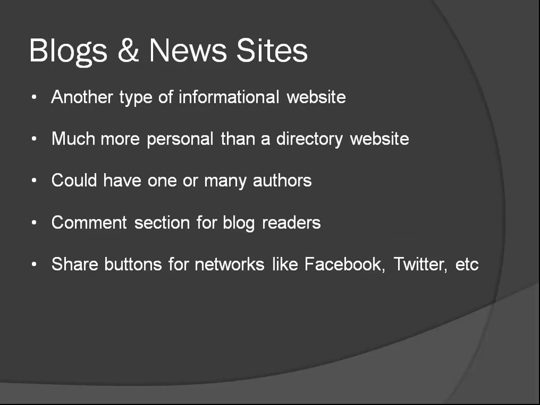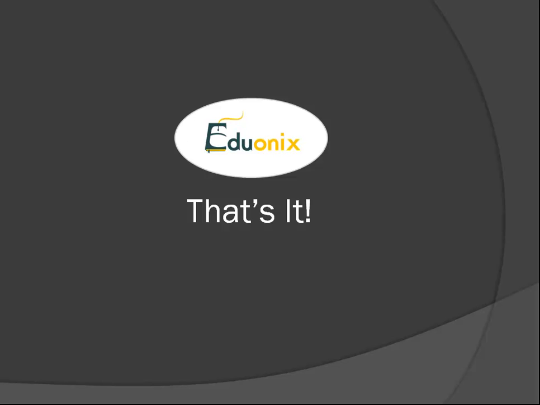So lastly, we have blogs and news sites. These are also informational websites, but much more personal than a directory-based website. It could have one author, or it could have many authors. There's usually a comment section for your readers to give feedback, ask questions, things like that. And typically you'll see some buttons to share posts. You could share the post you're reading on Facebook, Twitter, and all the social sites. A blog website is fairly easy to build compared to social media sites and all that. So those are the main types of websites that are out there.